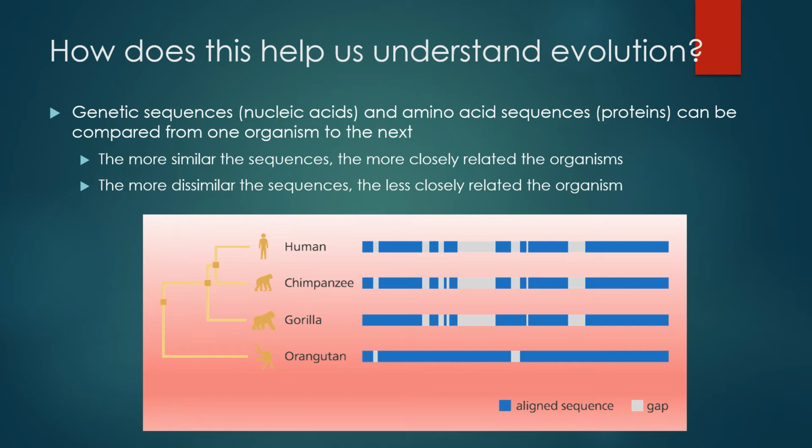So how does all of this information help us understand evolution? The genetic sequence, or the nucleic acids, and amino acid sequences, or the proteins, can be compared from one organism to the next. The more similar the sequence, the more closely related the organism. The more dissimilar the sequence, the less closely related the organism.